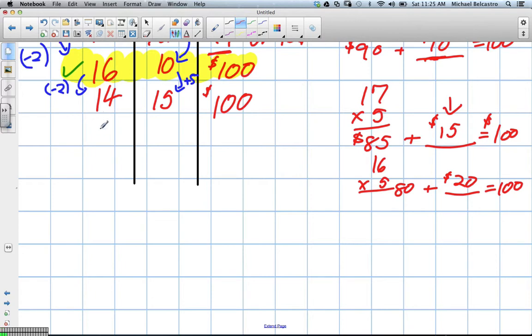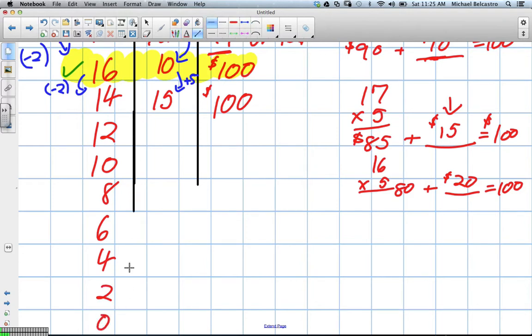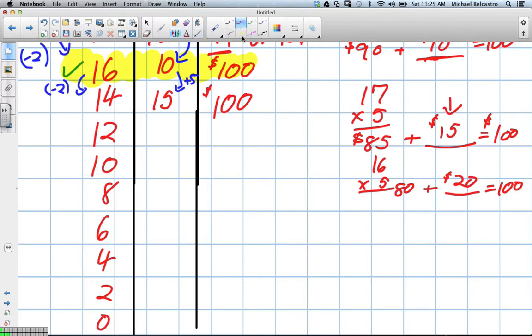What do we got to drop by every time? 2. So just start telling me what the next numbers are going to be. 10, and then 8, 6, 4, 2, 0. Perfect. And we'll kind of make our chart longer here. Our totals are going to be what every time?